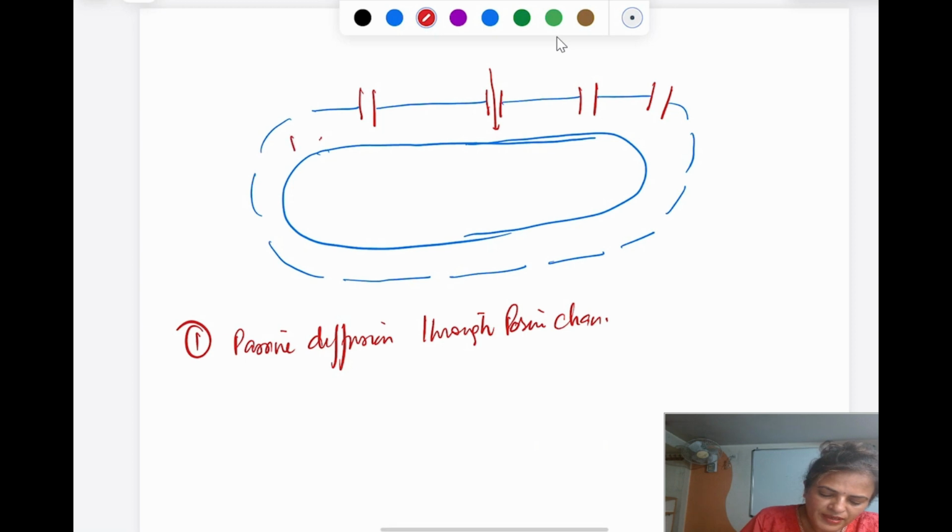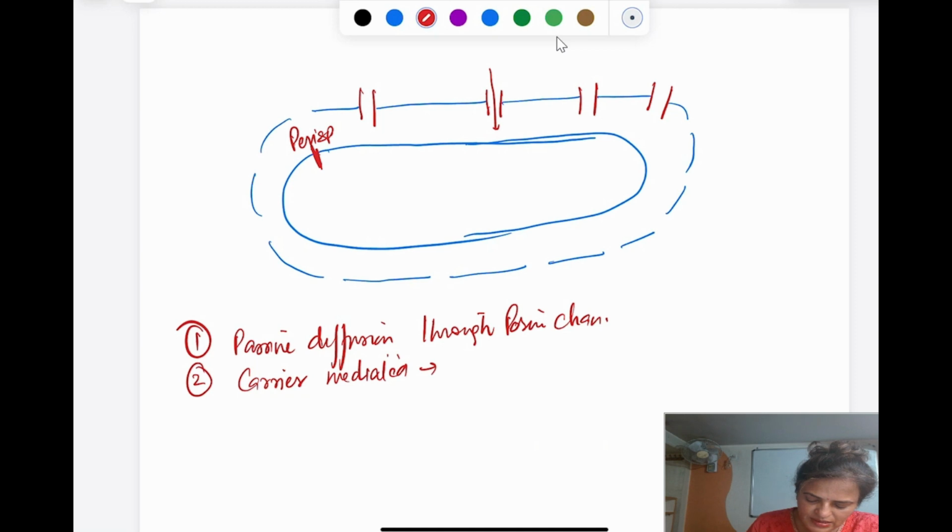Then from this periplasmic space, across this cytoplasmic membrane, how is it going to enter? This is by carrier mediated transport, and it is dependent upon many other things. What are those? I'll simplify it. It is oxygen dependent and also pH dependent. The alkaline pH favors its penetration. So, these are the two things.